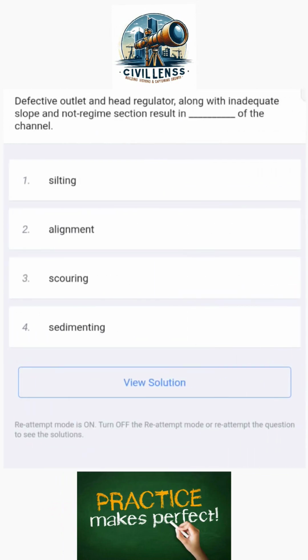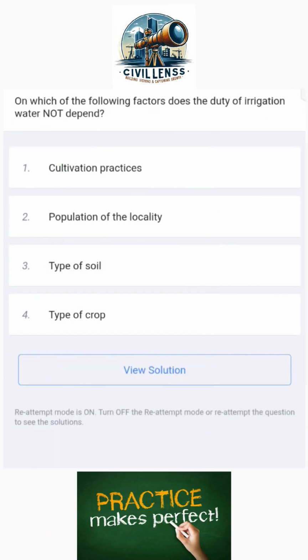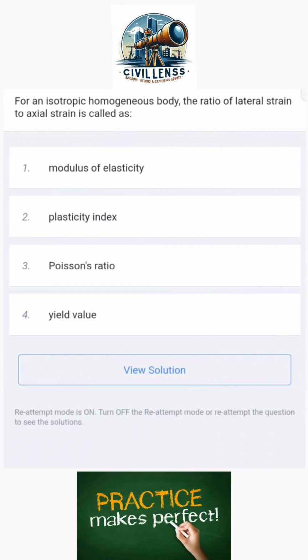Next, defective outlet and head regulator along with inadequate slope and non-regime condition result in silting of the channel. Which of the following factors does the duty of irrigation water not depend on? So it is cultivation practices, population of the locality, type of soil, type of rock. It is population of the locality. Next, for an isotropic homogeneous body, the ratio of lateral strain to axial or longitudinal strain is called Poisson's ratio.